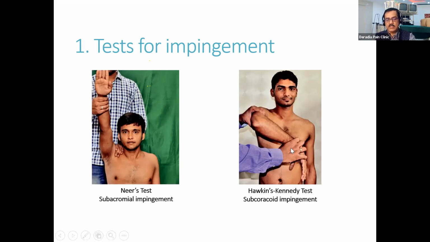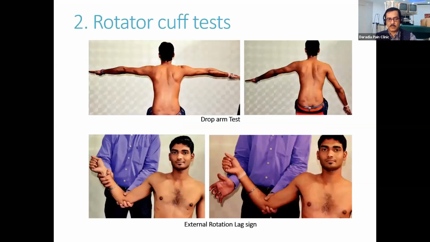Then is your Hawkins-Kennedy. So for Hawkins-Kennedy, what should you do? We should be holding in a 90-degree abducted position, and then we will be doing the internal rotation and external rotation. This internal rotation is by the subscapularis. So the subscapularis muscle glides below the coracoid process. So this is for the subcoracoid impingement. These are the two common impingement tests, and I will come later to how even a local anesthetic injection might be helpful in this impingement test. I'll be coming to that later on.